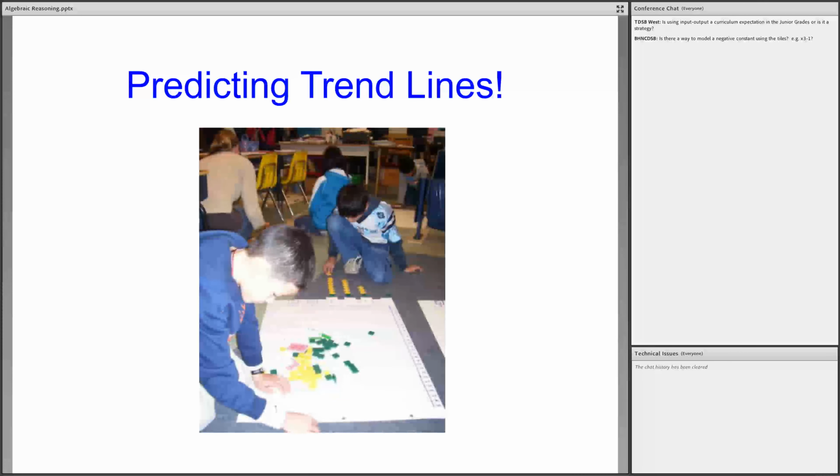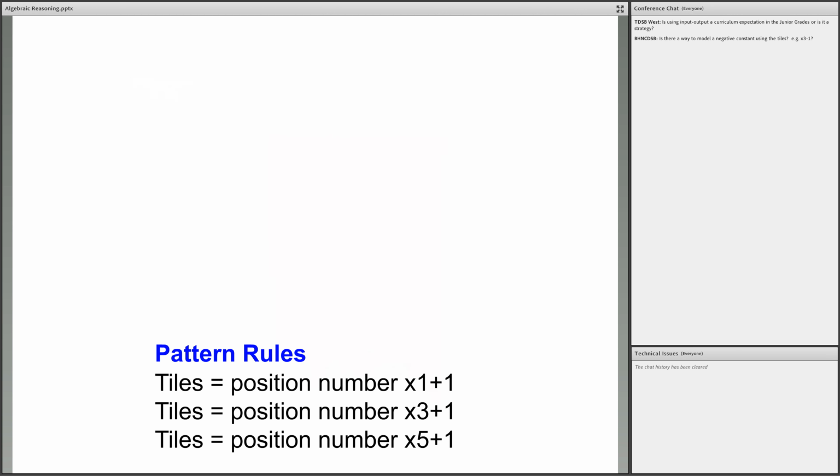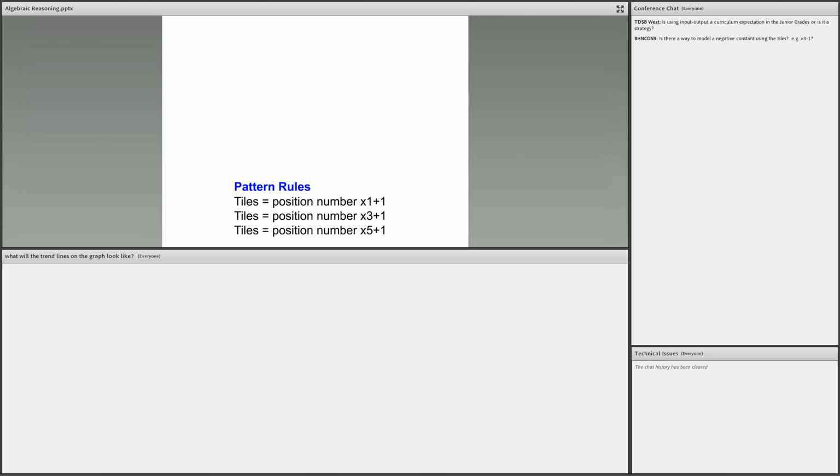So what we do next is once students are fairly solid with that understanding, we give them 3 rules and we ask them to predict what the trend lines are going to look like on the graph. So the first set of rules we give them have different multipliers, but the same constant. And so what I'd love you to do now is to just, if you could describe or predict what you think the trend lines would look like on the graph. So there would be one graph, 3 trend lines. What would they look like in relation to each other?